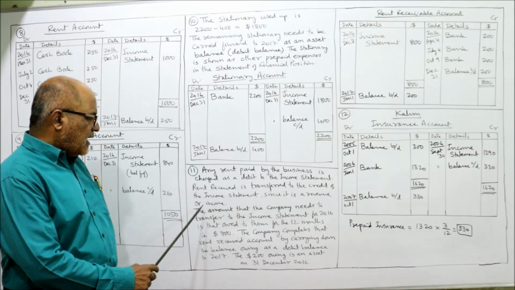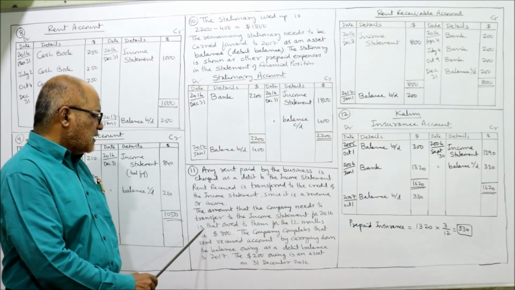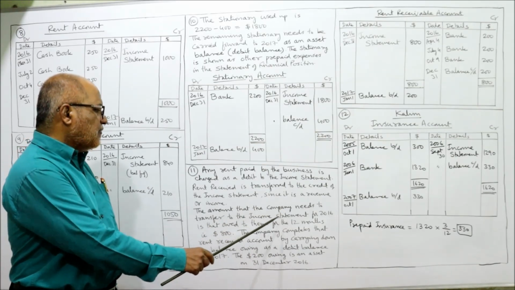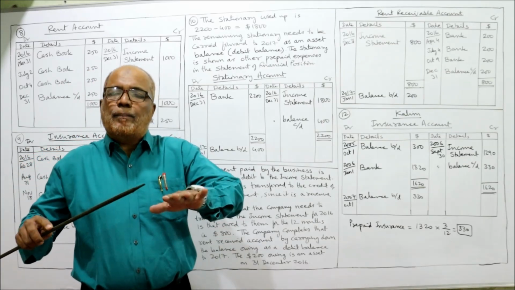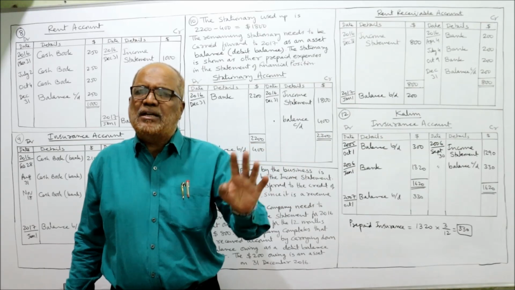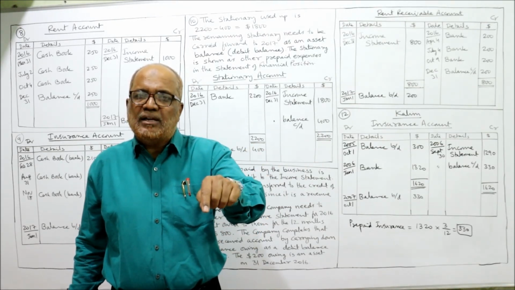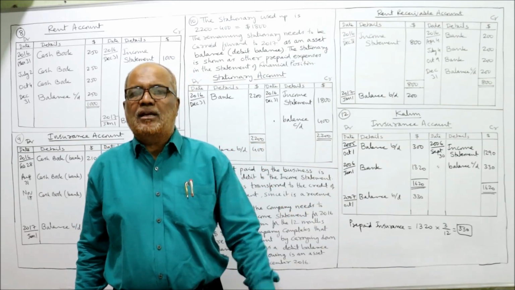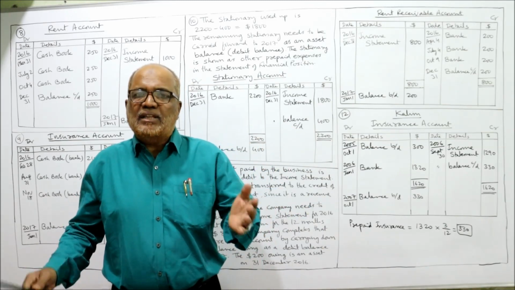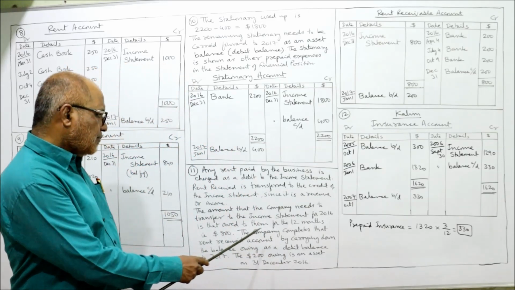income. The amount that the company needs to transfer to the income statement for 2016 is that owed to them for the 12 months. The complete 12 months rent, whether received or not, is immaterial. The complete 12 months rent should be taken as income in the income statement. Irrelevant whether we received it or not.